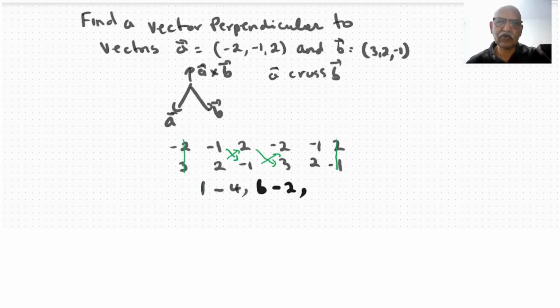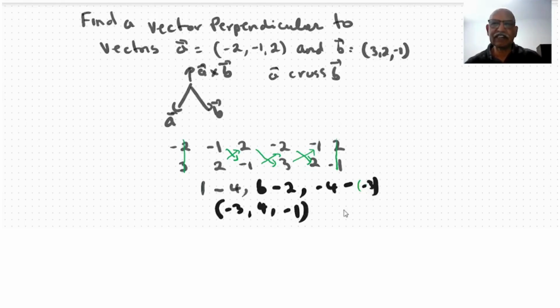Then we have the third one, which is negative 2 times 2, which is negative 4. Take away 3 times negative 1, which is negative 3, so negative 4 take away negative 3, which is negative 1. Therefore, our vector will be negative 3, 4, and negative 1.